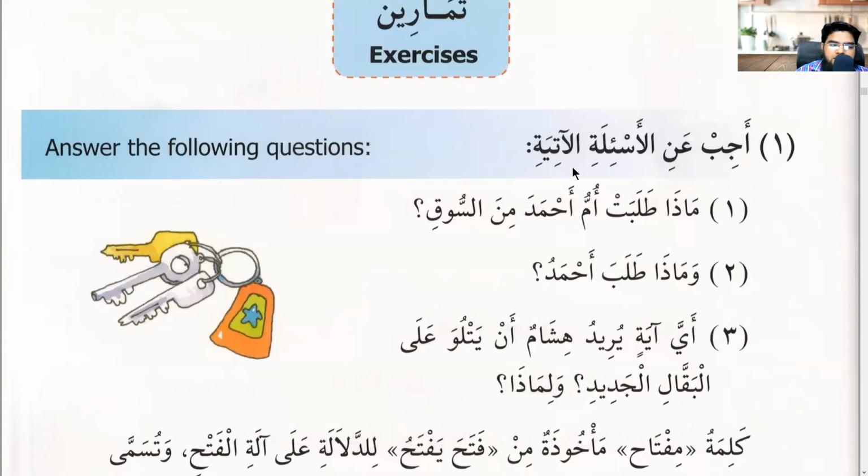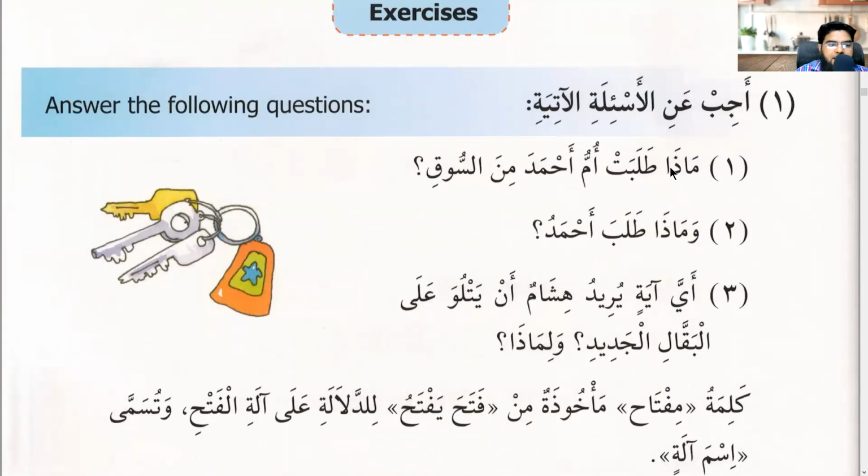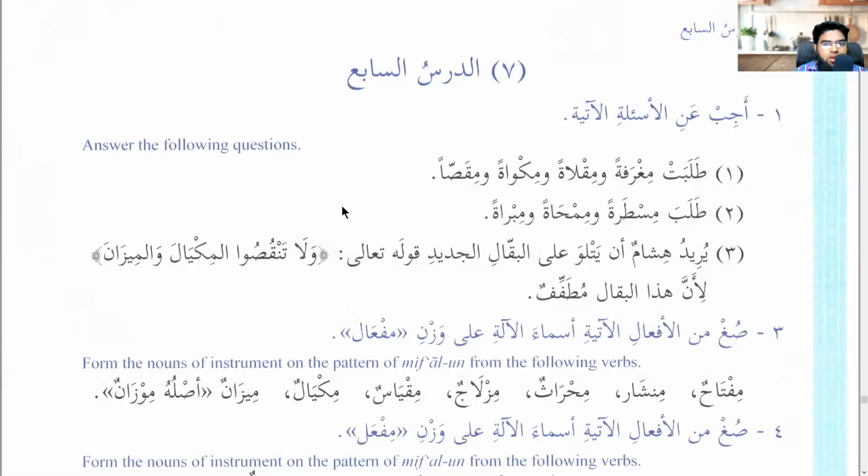أجب عن الأسئلة الآتية. Answer the following questions. ماذا طلبت أم أحمد من السوق? What did Ahmed's mother ask from the souk? Request from the market. We can open the answers. طلبت مغرفة ومقلاة ومكواة ومقصا. She requested a مغرفة, a ladle, the spoon, a big spoon. You can see behind there's a big spoon here somewhere. Yeah, here, like that, a ladle.